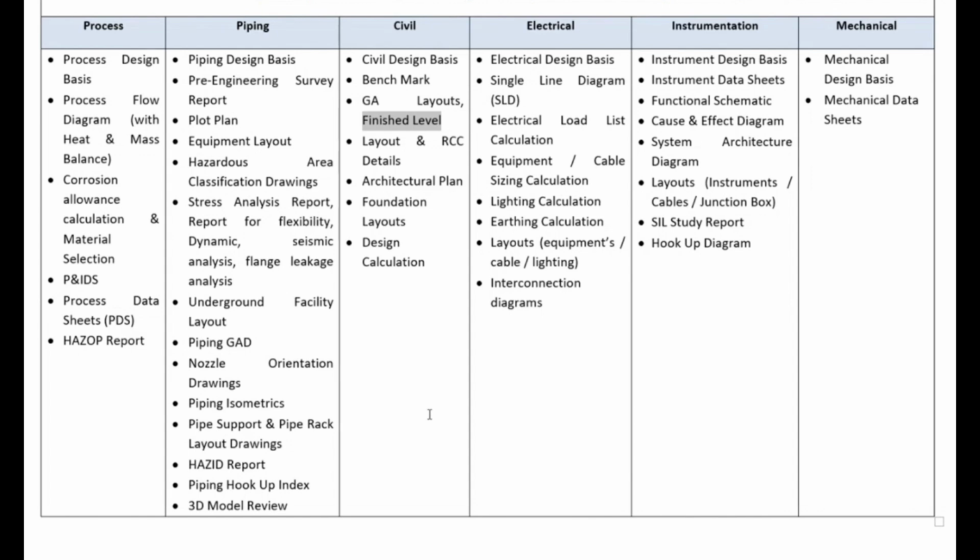Finished level is the level from where you are putting your equipment directly on that finished floor level, correct? So that is called the finished level for making each facility.